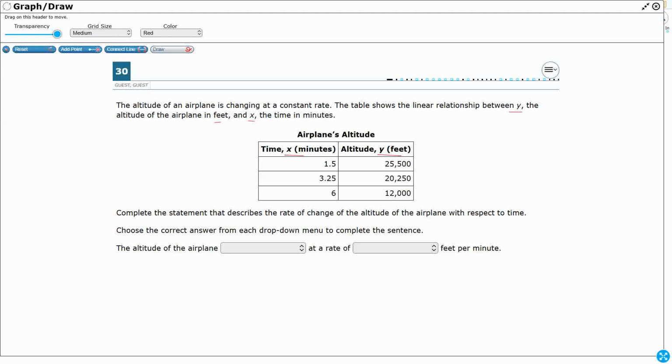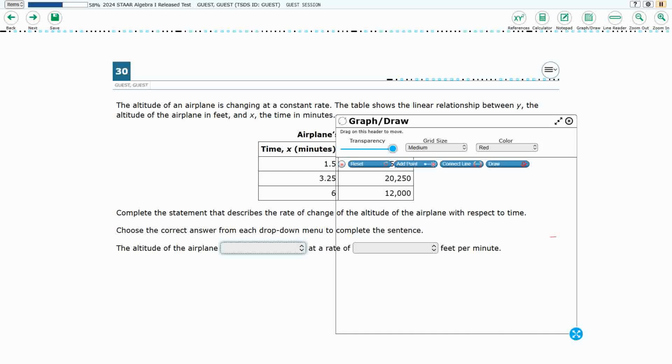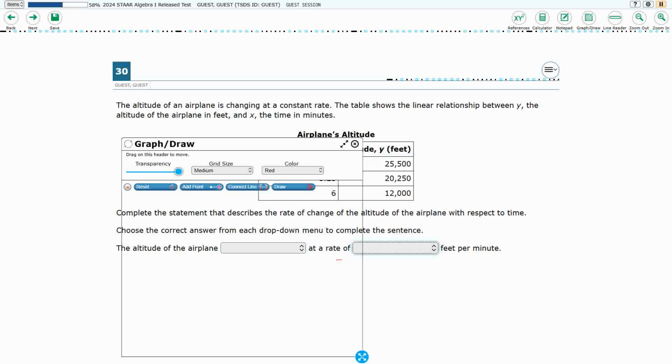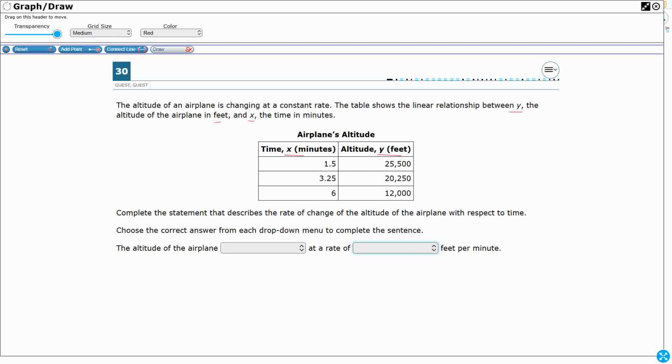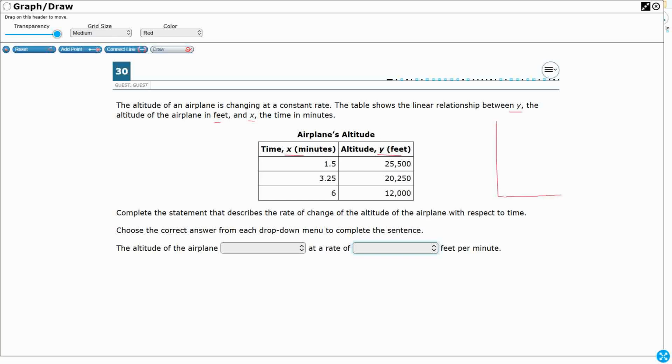You notice our options there are either the altitude of the plane increases or decreases, and then we just need to calculate the rate. But when we're thinking of that, hopefully we are thinking, if we were to graph this right here. Let's just draw a real quick, kind of sloppy graph. We've got zero, let's call this 1.5, let's call this maybe 3.25, and then maybe that's the 6. It might not be perfectly spaced, but those are our 3 points.